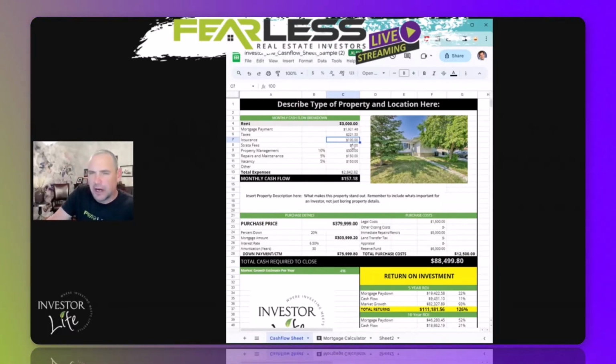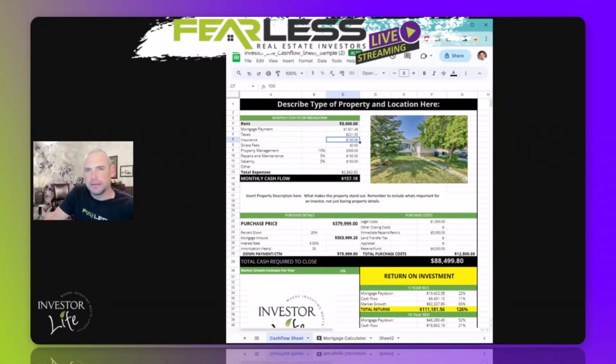Insurance, I'm going to leave at $100. $1,200 a year for a home with a suite is fairly accurate in Edmonton. There's no strata fees, so we're going to leave that at 0. Property management at 10%, which is fairly average. It's an older home, built in 1981. It's been somewhat renovated. So we're going to leave repairs and maintenance at 5% and vacancy at 5% as well.